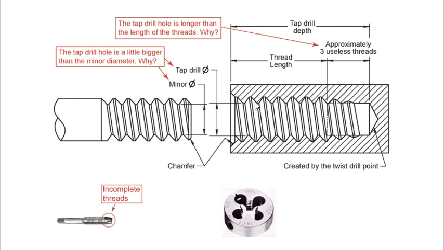So that's all together 1, 2, 3, 4, 5, 6. In here, these are just three useless threads right there, because you don't really need them. Just giving more space if you make a mistake drilling in. So from here to here is your tap drill. Here is showing you the incomplete threads, your internal threads right here.